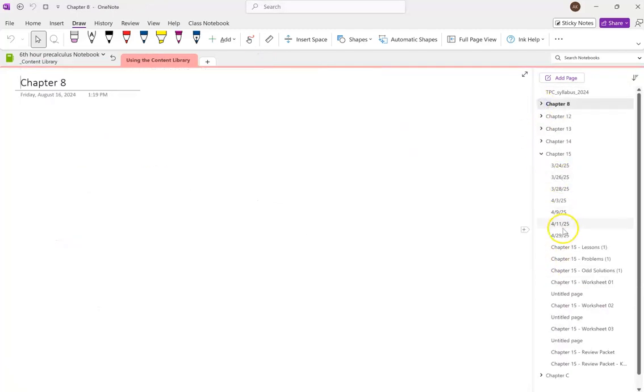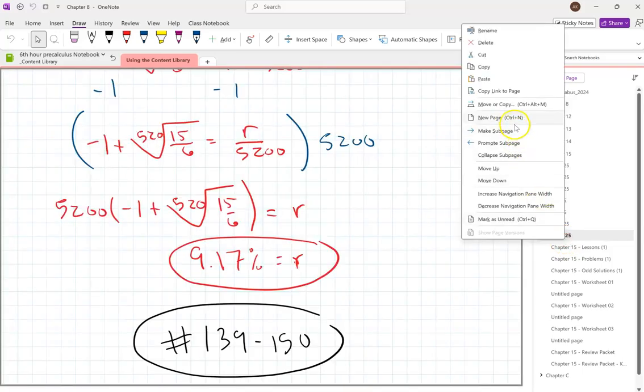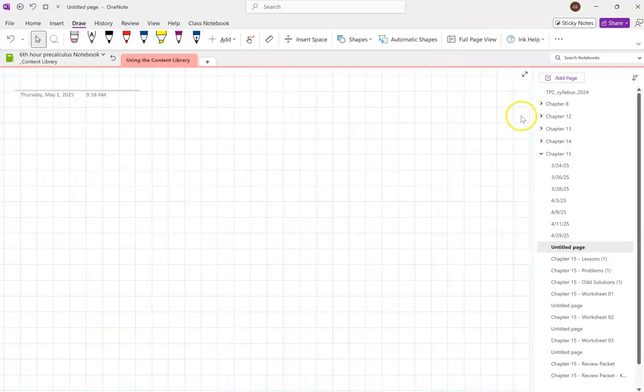Today we're going to be finishing up section 15.5.